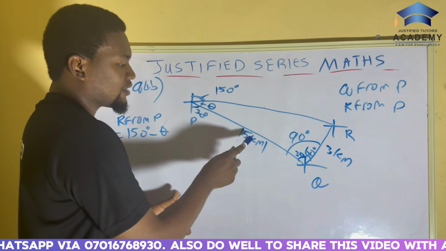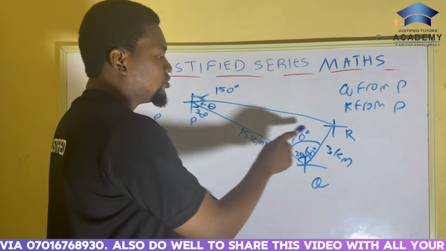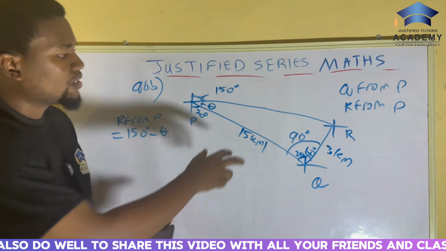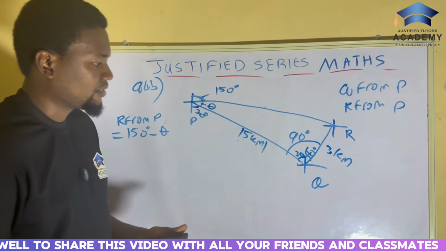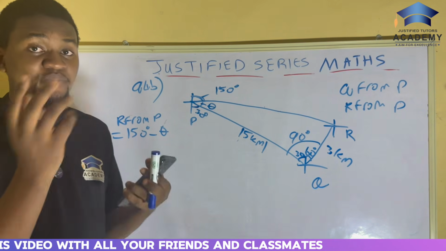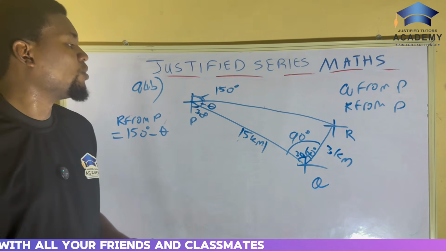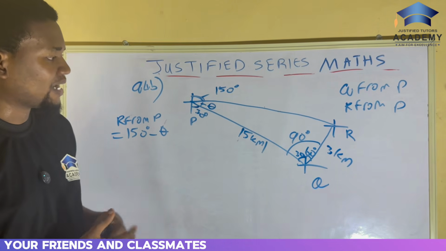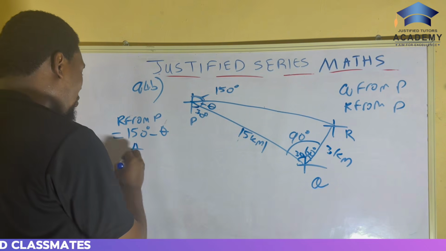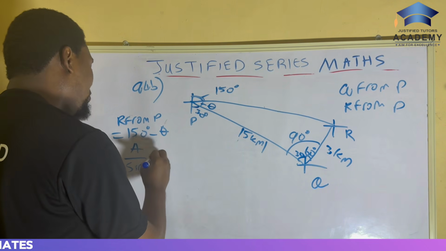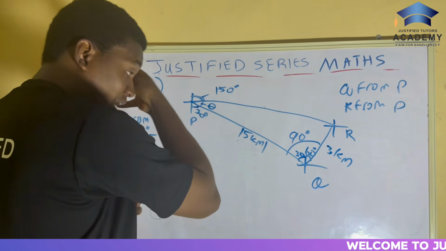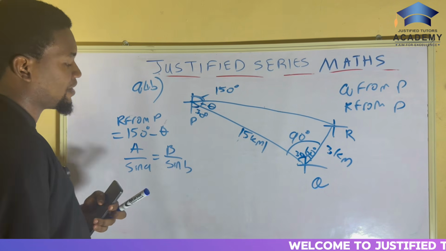We have our side, angle, side. Right? Side, angle, side. The best formula to use when you are told to find an angle in bearing is to apply the sine rule. But how do you even apply the sine rule here? Because the formula for the sine rule is given as a over sine A equals b over sine B.